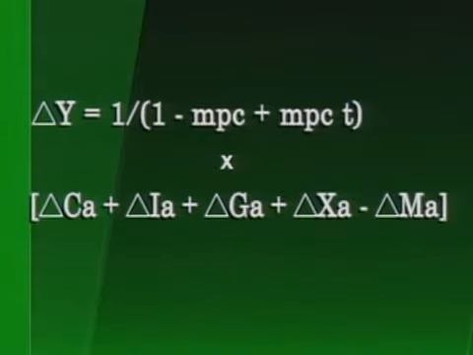This is because the parameters MPC and T are fixed in the model, kind of like the size of a football field is fixed during a game. It's the players that change position. So what does this equation tell us? If there's a change in any one of the components of aggregate expenditures, national income or output will change.